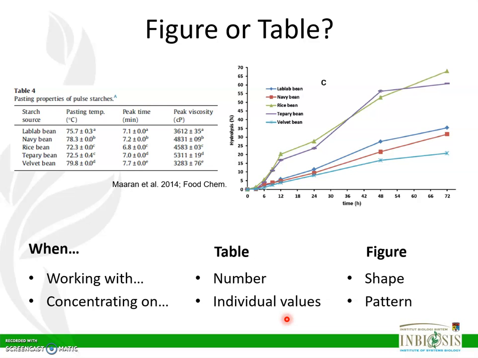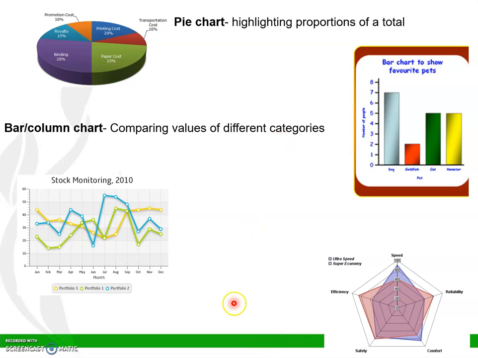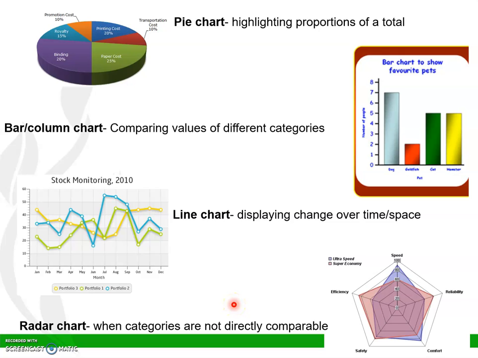There are many types of figures that you can make. For example, pie chart, bar chart, line chart and radar chart. A pie chart is an effective way to highlight data proportions, while a bar chart is useful in comparing values between categories. A line chart displays changes over time and space, whereas a radar chart is used when categories are not directly comparable.